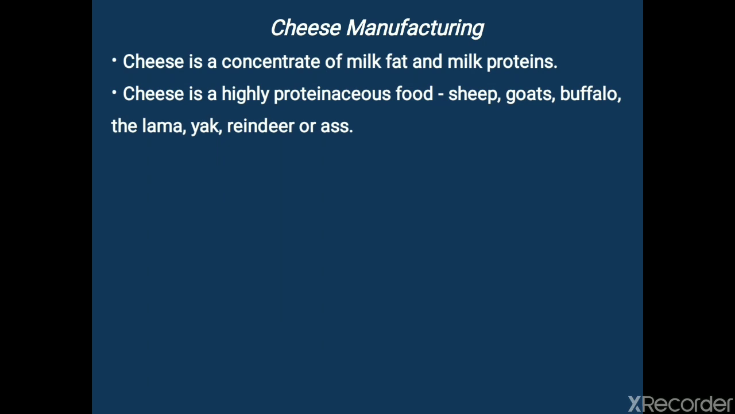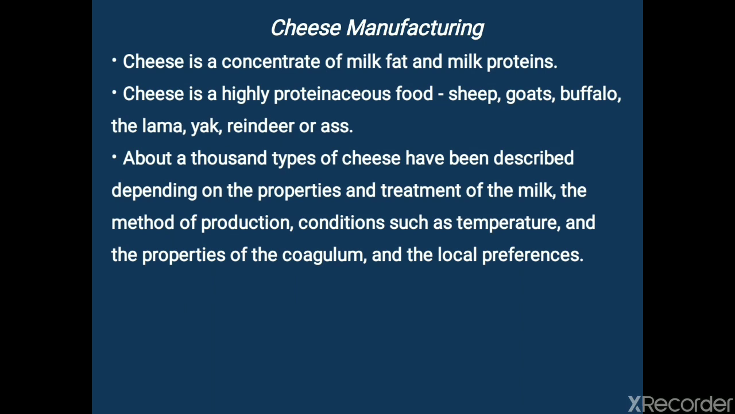Cheese is a highly proteinaceous food which is obtained from the milks of animals such as sheep, goats, buffalo, the llama, yak, reindeer, ass, or cows. About a thousand types of cheeses have been described depending on the properties and treatment of the milk, the method of production, conditions such as temperature, the properties of coagulum, and the local preferences.